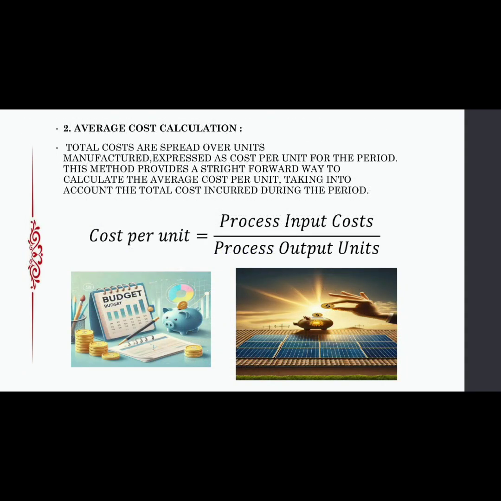Average cost calculation. Total costs are spread over units manufactured, expressed as cost per unit for the period. This method provides a straightforward way to calculate the average cost per unit, taking into account the total cost incurred during the period. Cost per unit is process input cost divided by process output units.